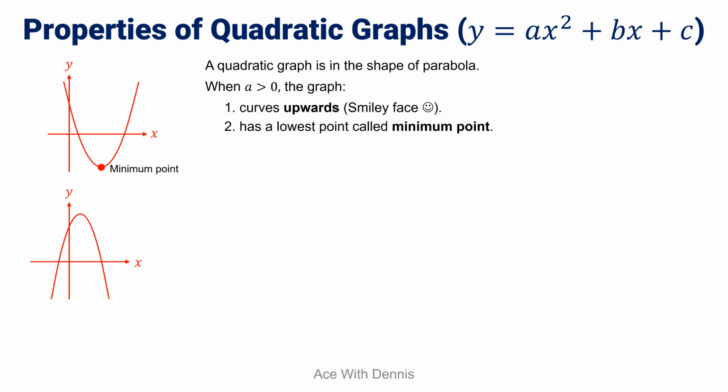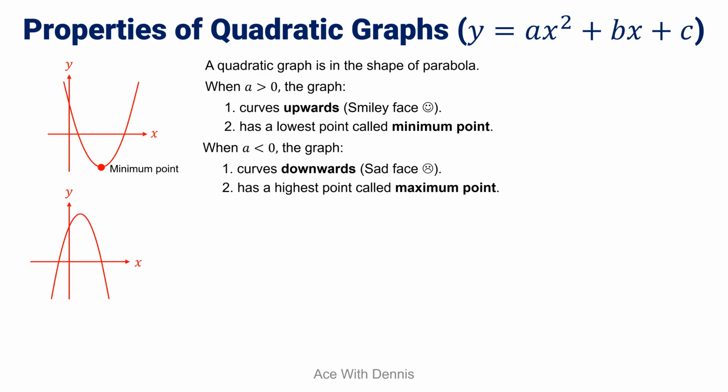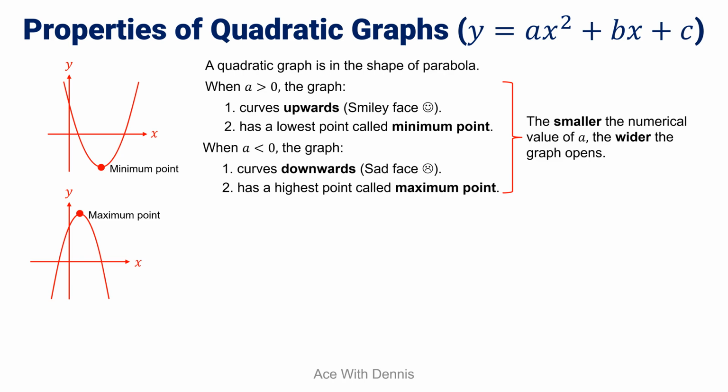It can also be in this shape where a is less than 0, or a is a negative value, then the graph curves downwards, or a sad face. It also has a highest point called the maximum point. So this is the maximum point. Whether a is a positive value or a negative value, for both cases, the smaller the numerical value of a, the wider the graph opens.